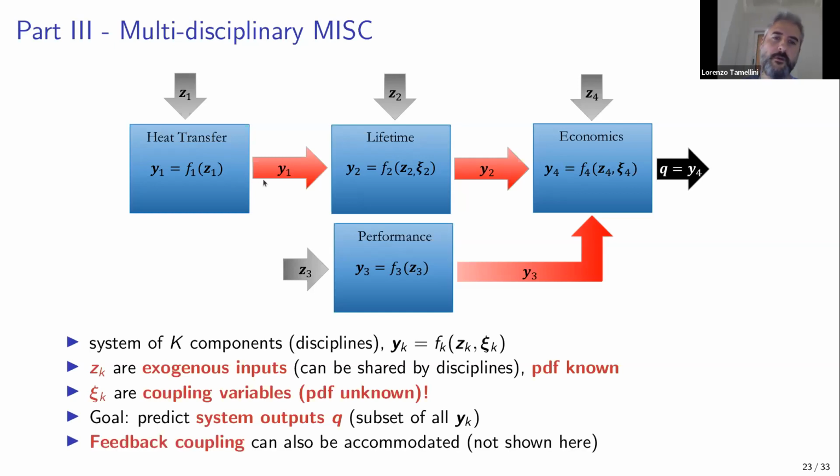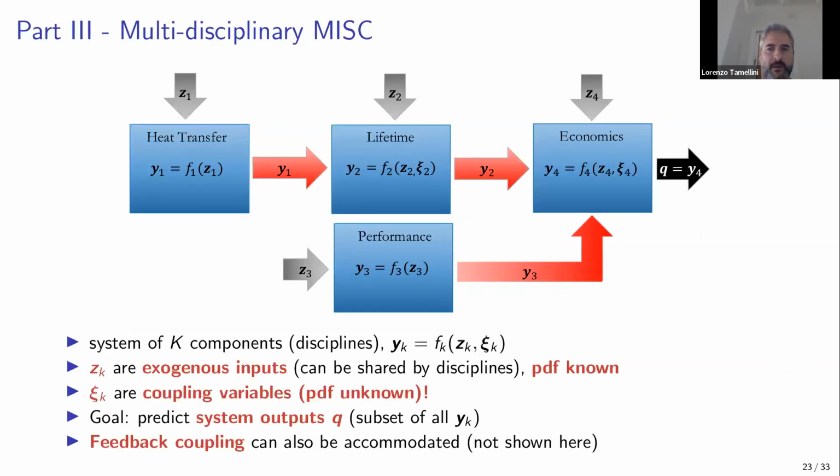And here, I've chosen to show you only systems with feed-forward coupling, but the method that I'm going to show you later on can also accommodate feedback. So, for instance, performance and economics might be linked in a feedback form, where economics feeds back to performance. I'm just not going to give you details on the feedback for the sake of time, but everything works fine even in that case.